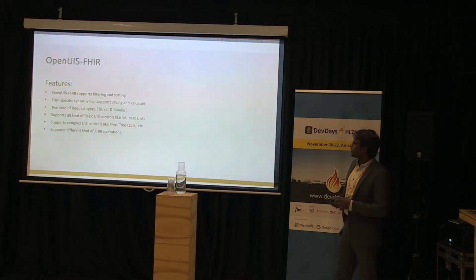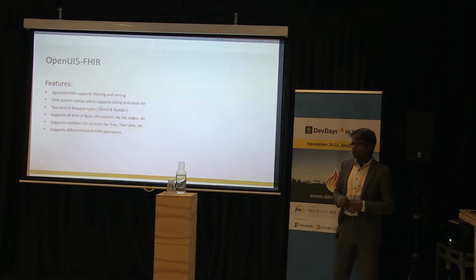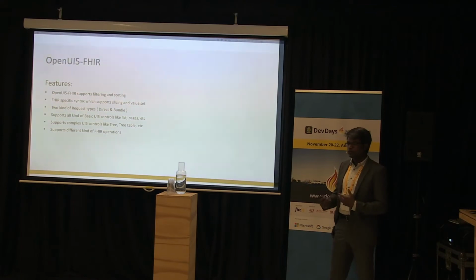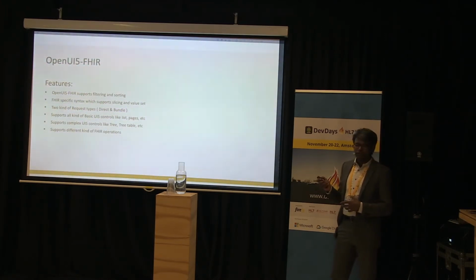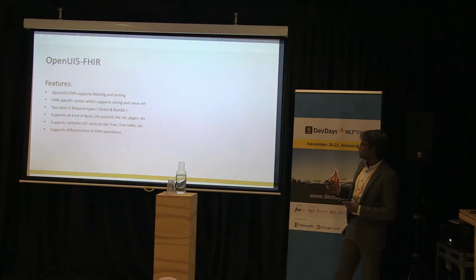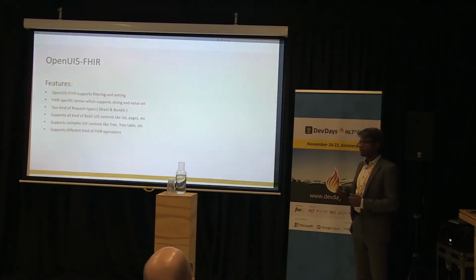And the UI5 FHIR model supports all the existing controls of UI5. I can tell you there are more than 500 UI5 controls available for developers to readily take and build their UI application, and most of the controls are supported by UI5 FHIR. But it doesn't stop with only the basic controls; there are even complex controls like a tree table, where you have a lot of hierarchies to be defined, and we also support such complex controls.